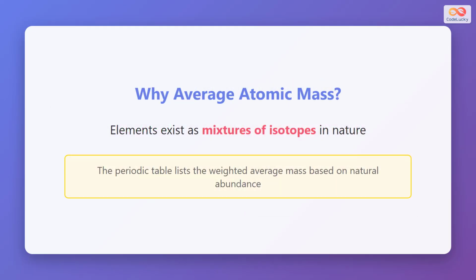Elements exist as mixtures of isotopes in nature. Because of this, the periodic table doesn't list the mass of a single isotope. Instead, it shows the weighted average mass based on the natural abundance of all isotopes of that element.